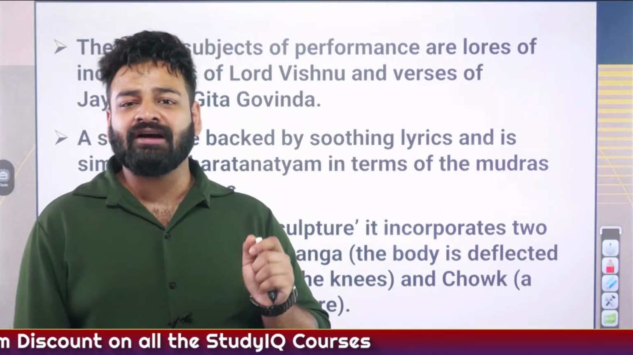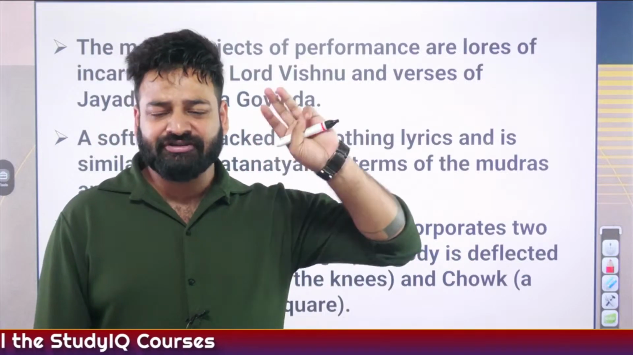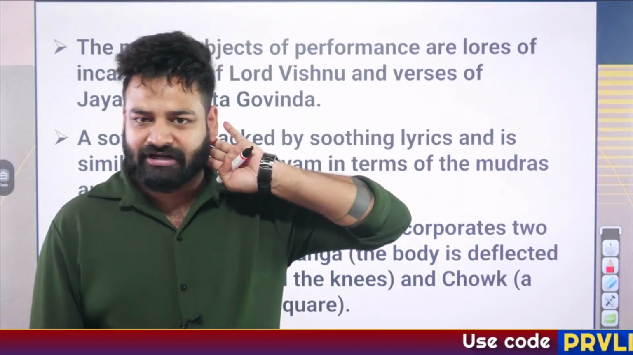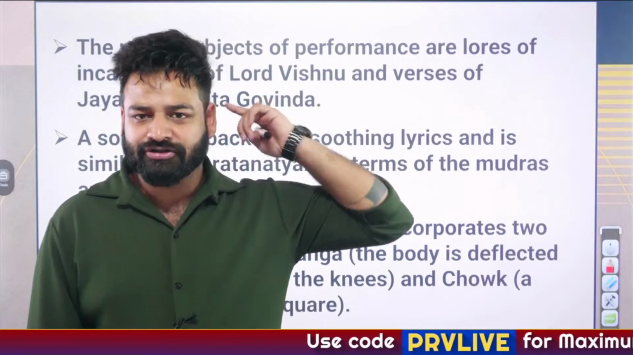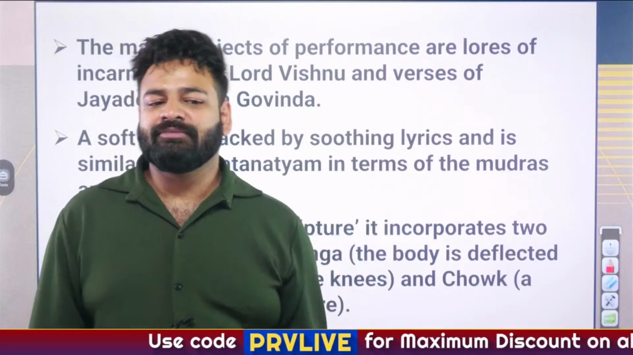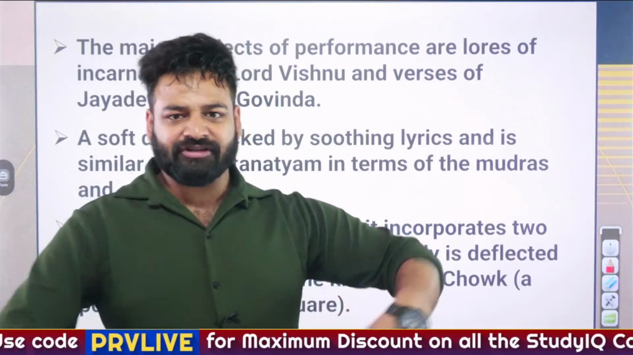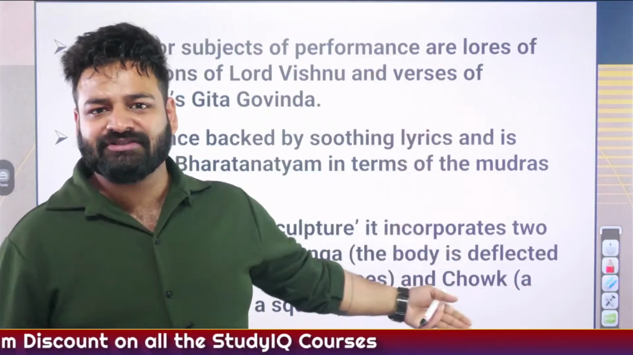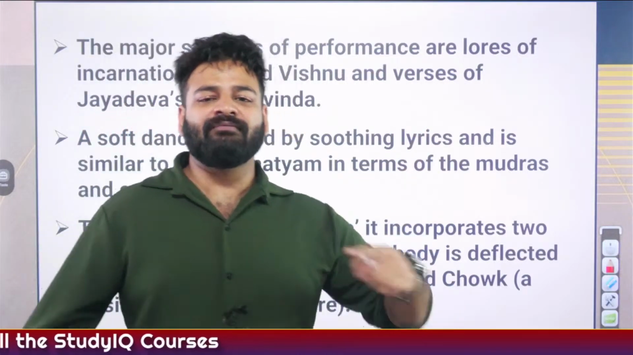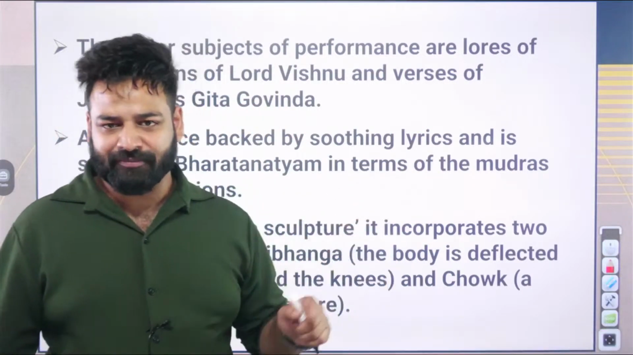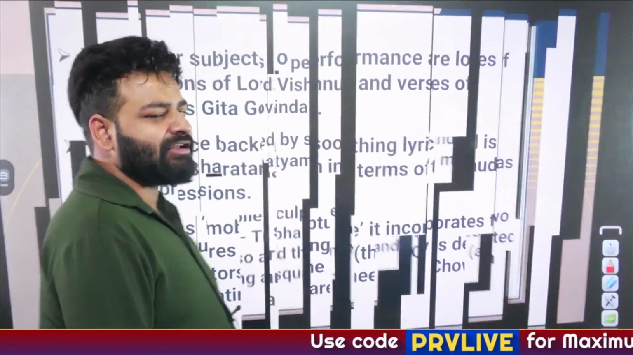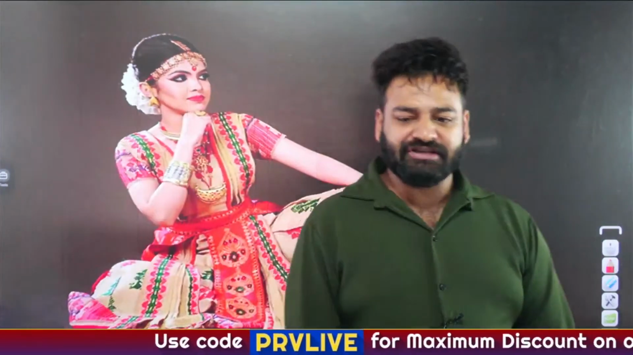What is Tribhanga? The three body parts' movement and their interconnectivity. One is the neck, like this. The other one is the torso, that is this part, and the third one is the knees. So the rhythm between the torso, knees and neck is termed as Tribhanga, and the dancer's movement in the square shape is what is termed as Chowk. So Tribhanga and Chowk, this is Odissi.